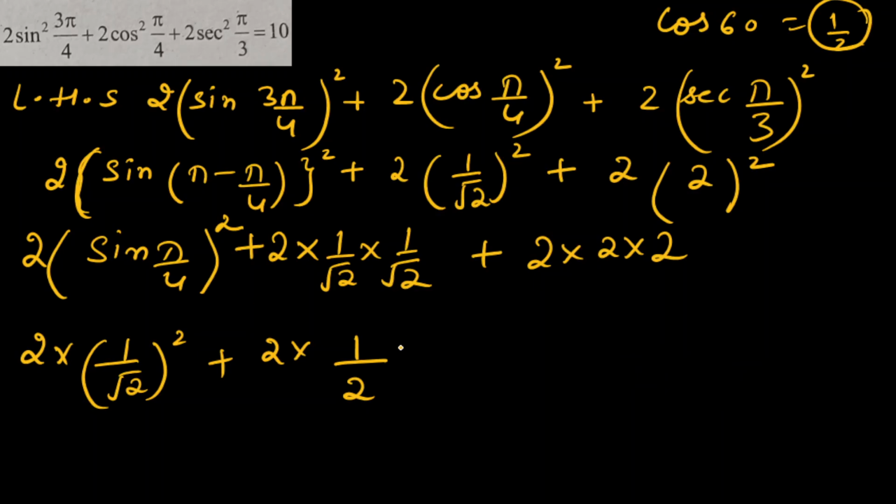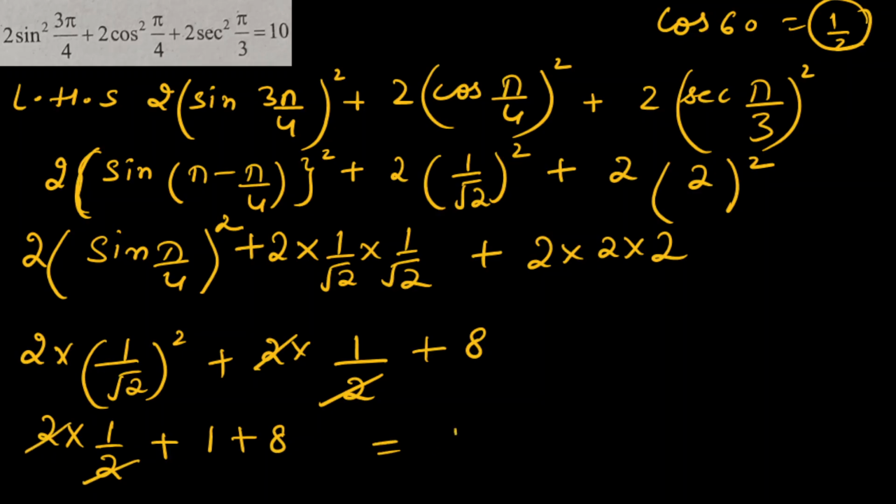Anyway you can do. Now here this 2 and 2 will get cancelled. Here 2 into 2 is 4, 4 into 2 is 8. Now 2 into, again if we do the whole square, here I'll get 1 by 2. Here 1 plus 8. Here also 2 and 2 will get cancelled. So 1 plus 1 plus 8 is equals to 10, which is equals to the right hand side.